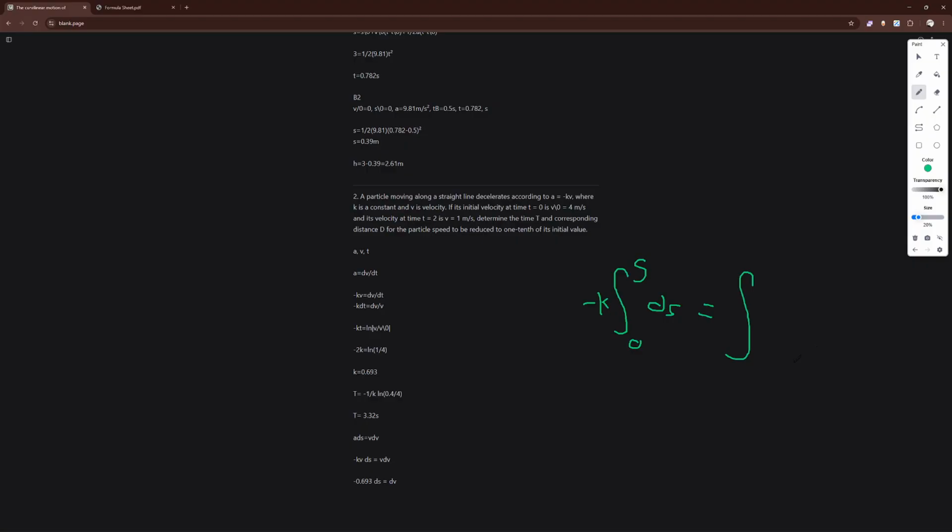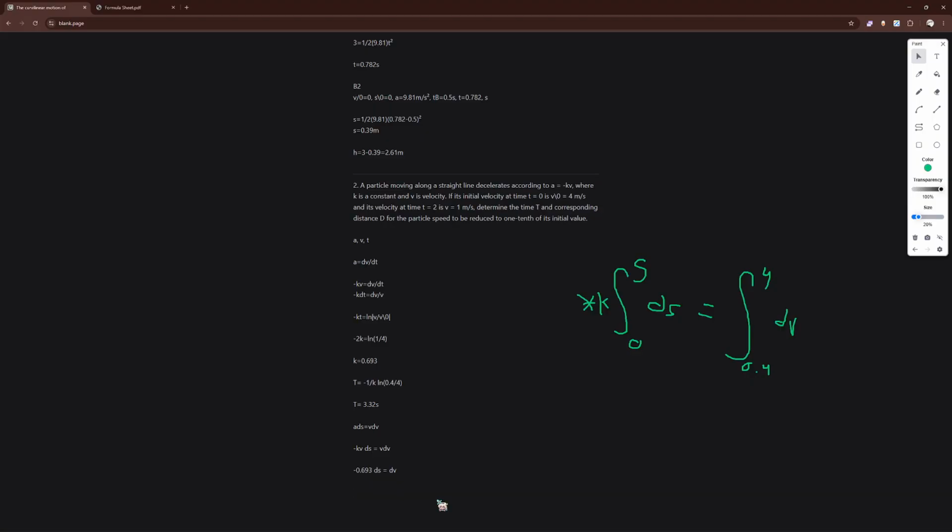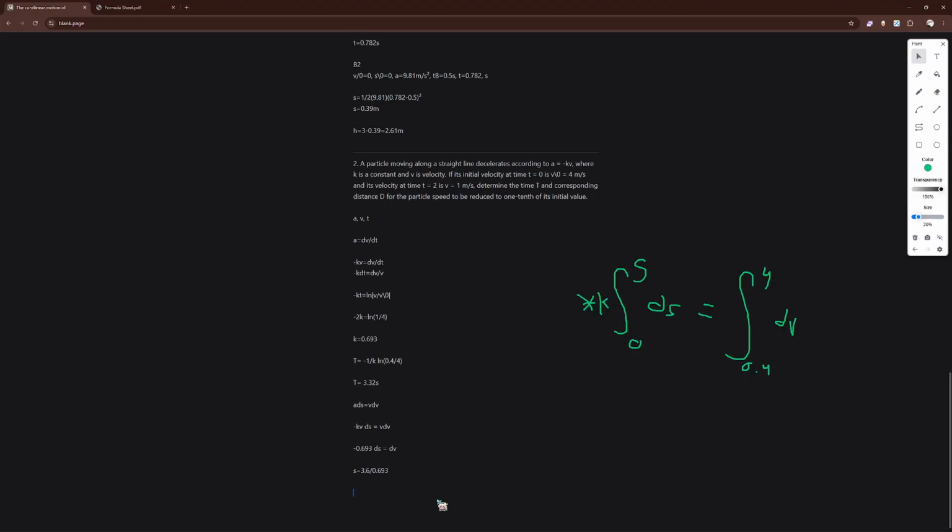Because this is a negative, actually you can flip the bounds. So it's 0.4 to 4. Get rid of this negative, it's gone. That flips the bounds, because originally the bounds are 4 to 0.4. But with the negative, you can just flip the bounds and do a regular integration. It doesn't really matter because the negatives cancel either way. Doing this, you get, of course, that S is equal to 4 minus 0.4, also known as 3.6. So I'll rewrite that as 3.6 over 0.693, which means S is equal to, finally, 5.19 meters.